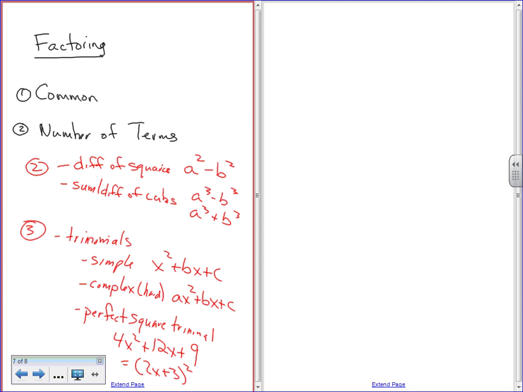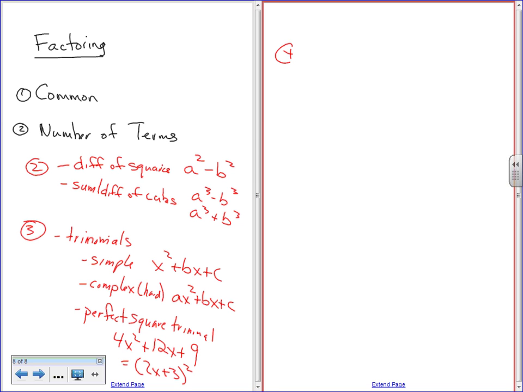Okay. If it's 4 terms, then the only thing you can do after common factoring is grouping. And there's different types of grouping. You can do a 2 by 2 grouping, or you can do a 3 by 1 grouping, and then you factor.